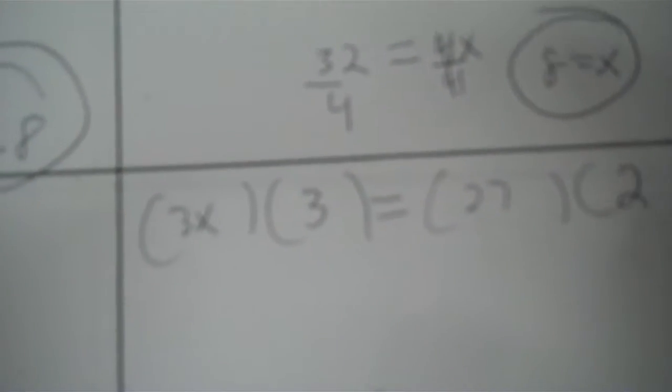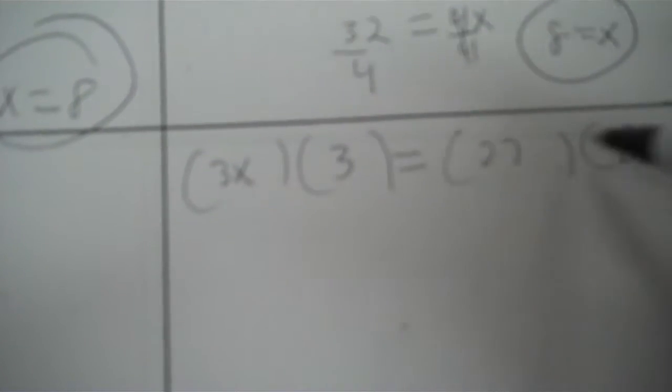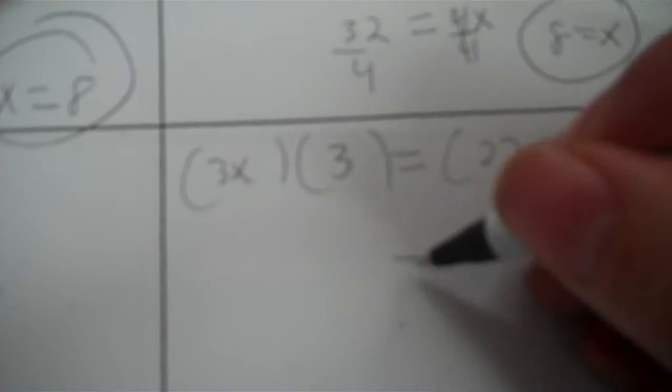Again, we don't have just an x, it's a 3 times x. X is being multiplied by 3. So I know that 3x times 3, we go like this, is equal to 27 times 2. Now it doesn't matter really the order you put them in. It doesn't matter at all, okay? As long as you get those two on the same side and those two on the same side, you're good.